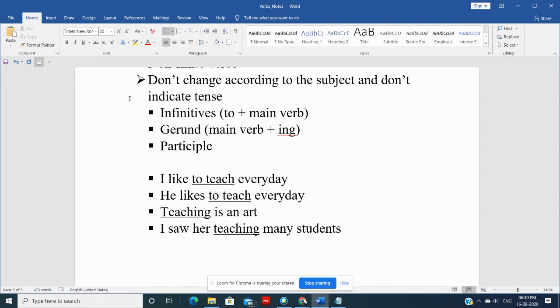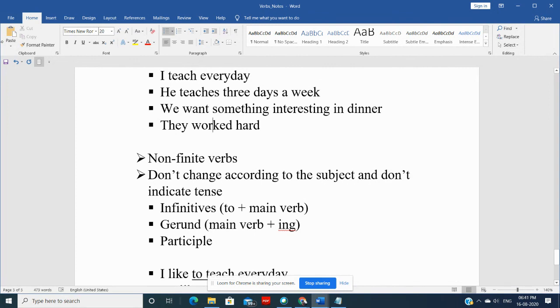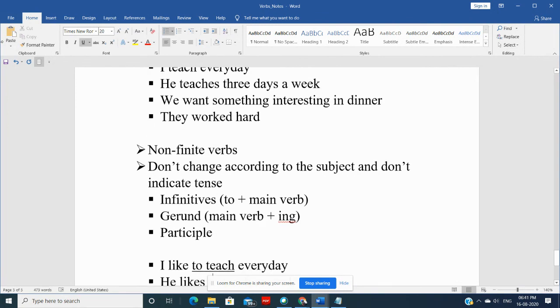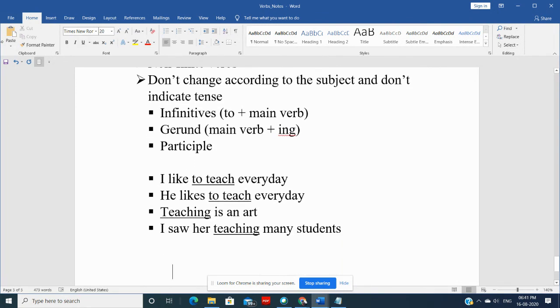Participle, again, there are two types of participle, present participle and past participle. They sometimes act like a noun or an adjective. I saw her teaching many students. So this is a participle. So this is how finite and non-finite verbs work. We'll look into much more detail about non-finite verbs in our later sessions.